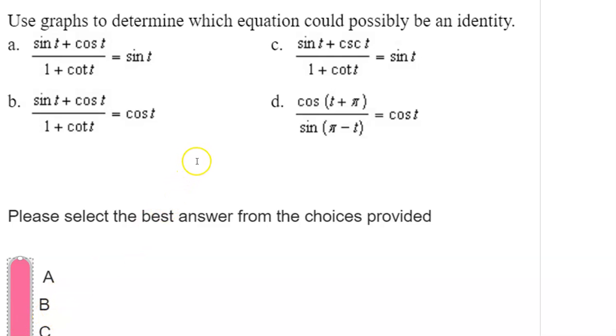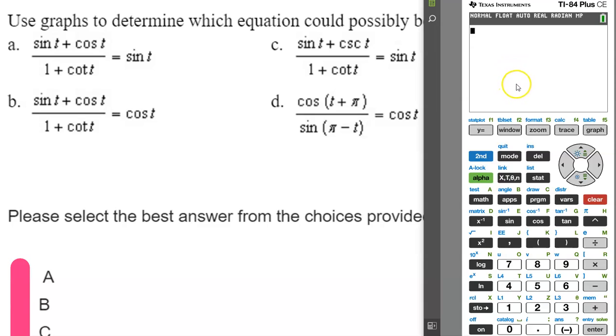In this video, I will show you how to use graphs to determine which equation could possibly be an identity. So when they say use graphs, they are referring to a graphing calculator. An identity means that the two sides are exactly equal. So what we need to do is graph both sides of the equation as though they were separate functions and see if the graphs are identical.